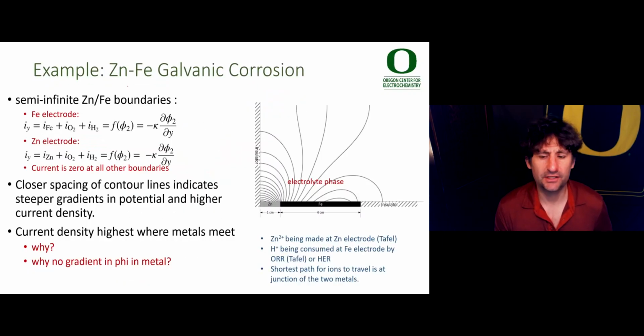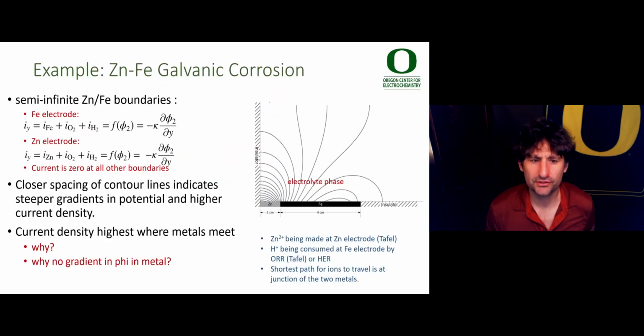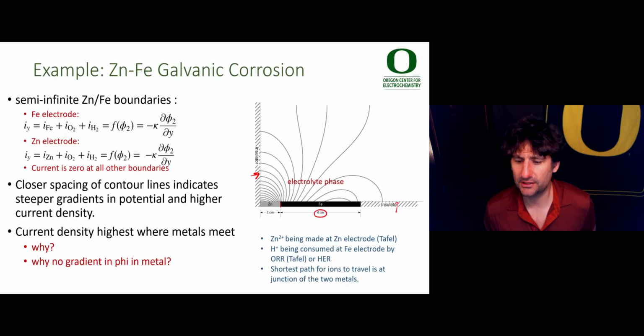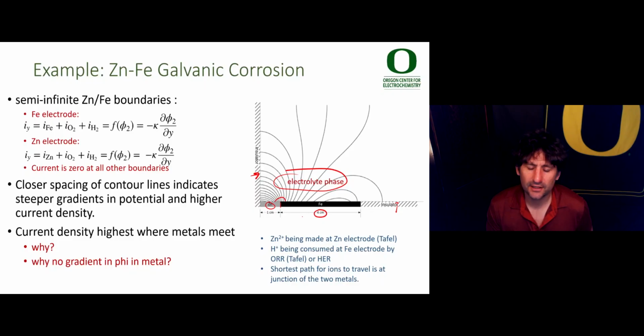Here's an example of zinc iron galvanic corrosion. So this figure here shows a cell, an insulator at the left, an insulator at the right, a piece of exposed iron 4 centimeters in length, and a piece of exposed zinc 1 centimeter in length. And what you can see here are the electric field lines in the electrolyte phase due to the current that's flowing, okay, between these two materials.